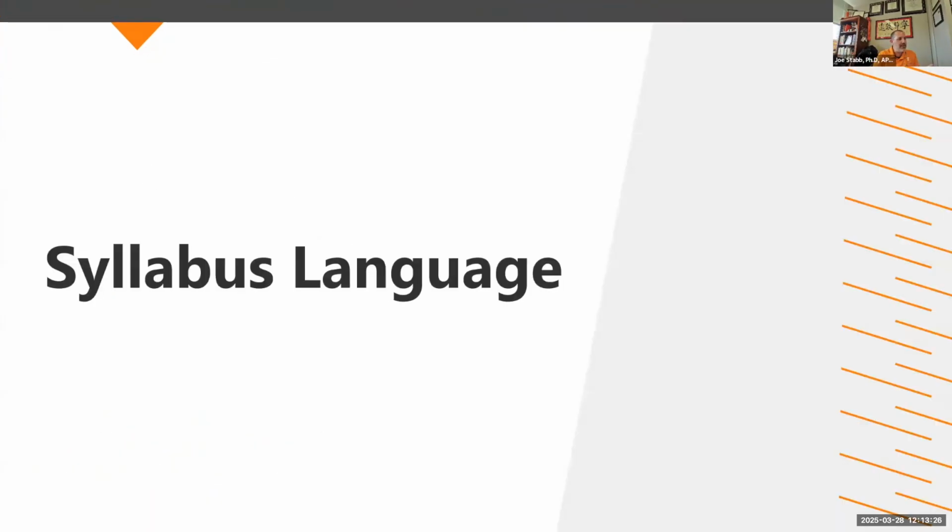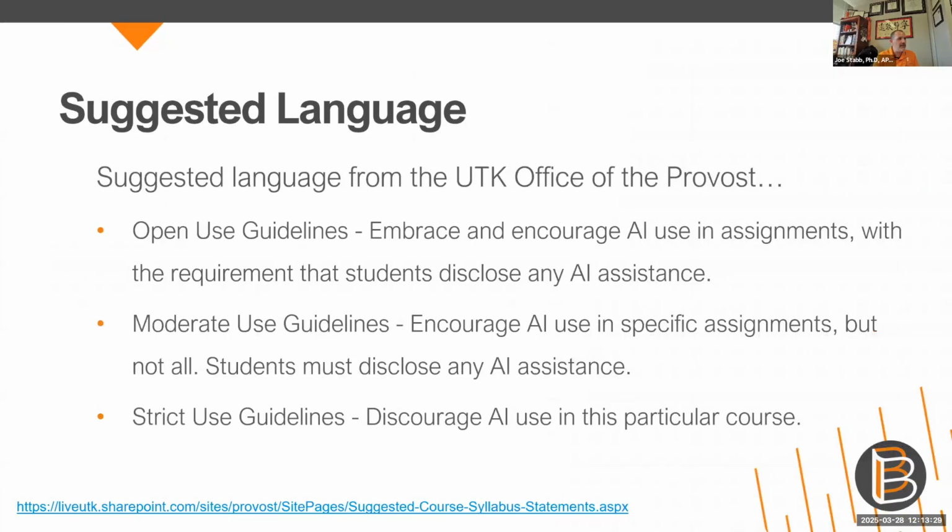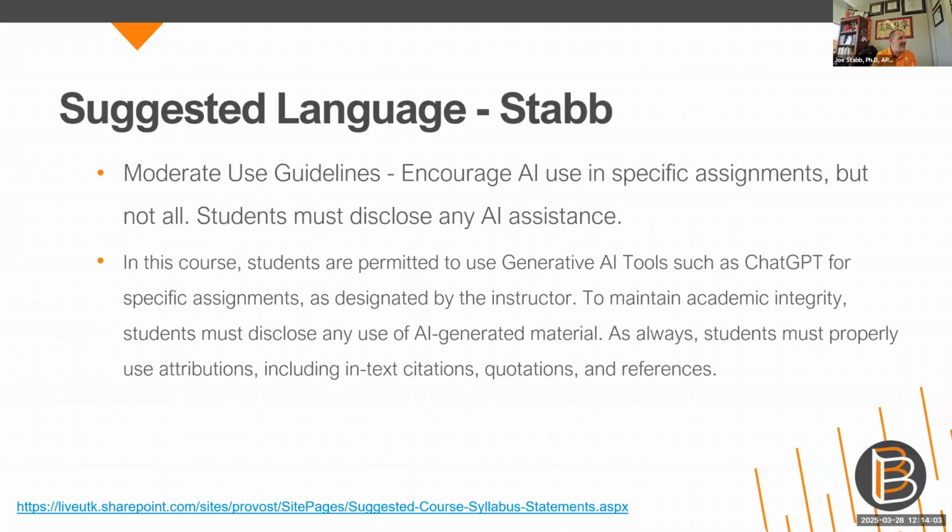As we get into our syllabus language, I wanted to start by sharing, there is suggested language from the Office of the Provost on what level of AI you want students to use, whether you want to go from completely open, students can use it for anything they want, whether you want to use a moderate guideline, or you want to have a strict policy of you cannot use AI for anything in this class. And that's really for you as the individual. Dr. Bob and I actually take two different approaches.